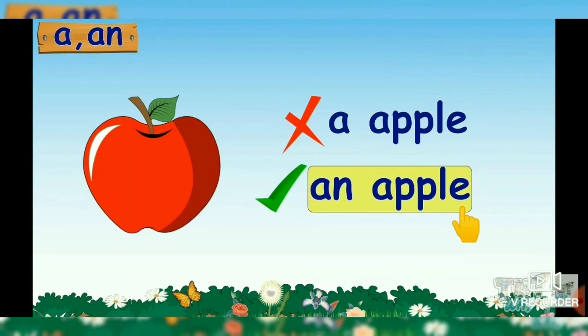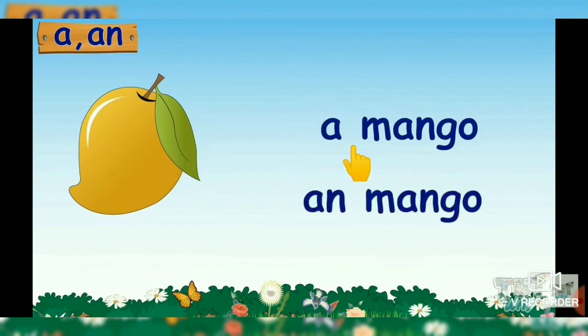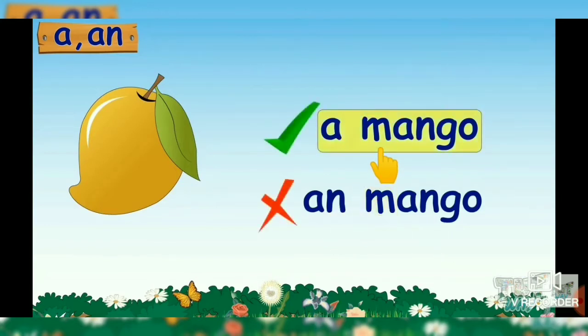Next example. What is this? This is a mango. So here we have to use a mango or an mango, children. Mango starts with the sound of m. So it is a consonant. That's why we use a mango only.